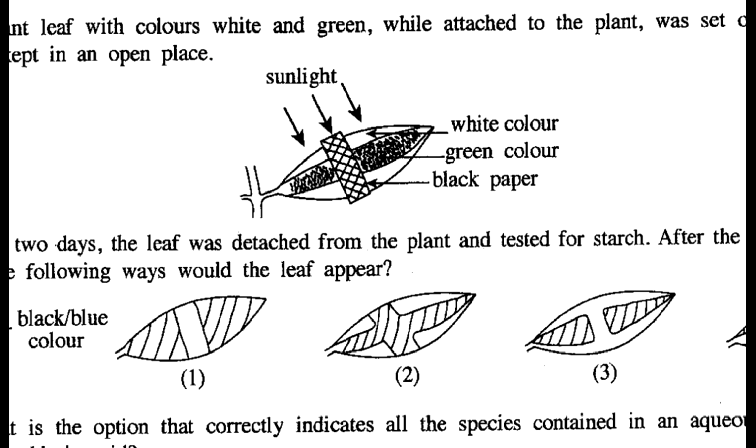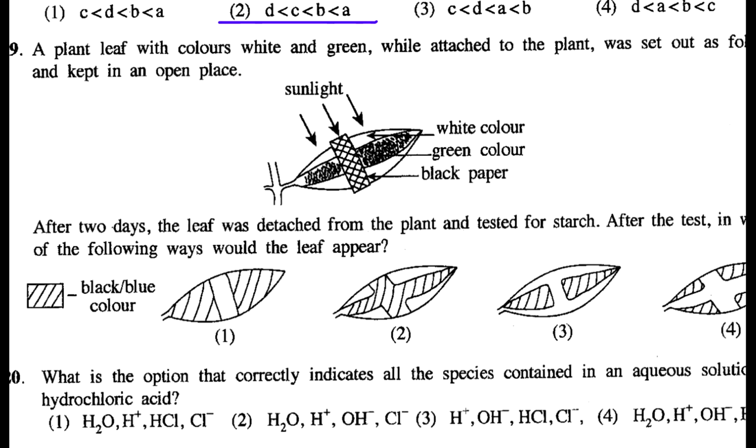Definitely, in the white color areas photosynthesis does not occur, whether they are covered by black paper or not. Why? Why will photosynthesis not occur in the white areas? There is no chlorophyll.